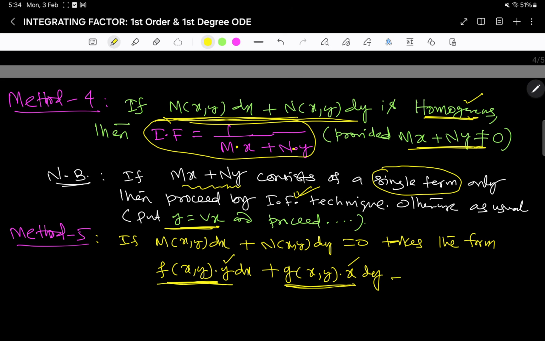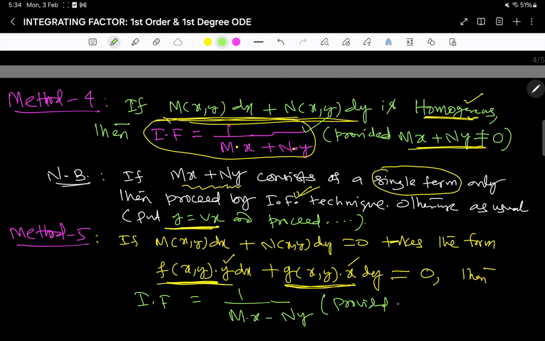If it is seen like this, then your integrating factor is equal to 1 by mx minus ny. Here it is mx plus ny, you see, and provided the denominator is not equal to 0, provided mx minus ny is not equal to 0. So let us see some examples to solve the problem by these two methods.